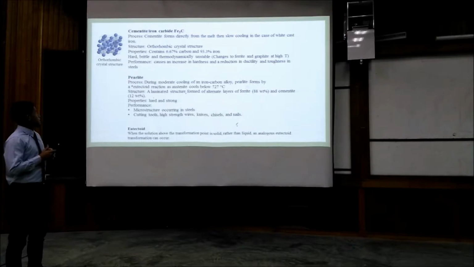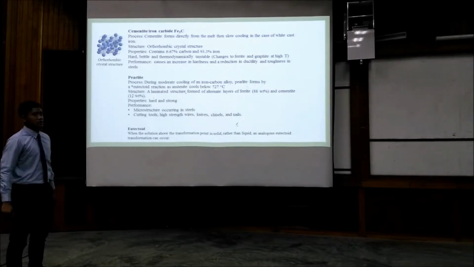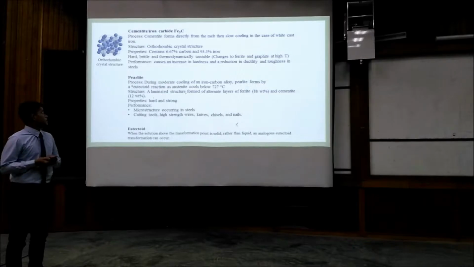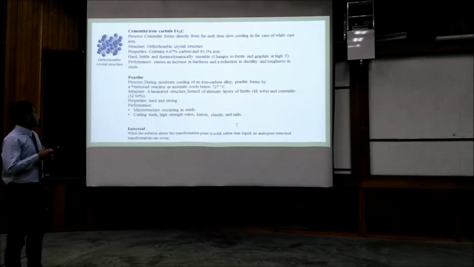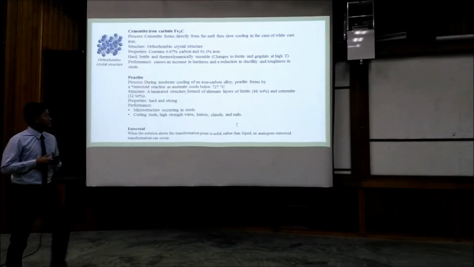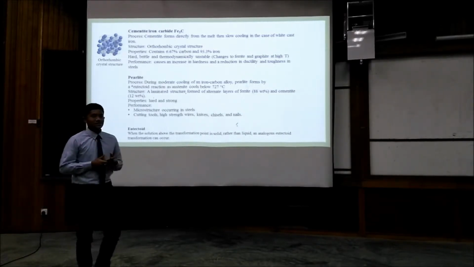The properties of hematite: it contains 6.67% carbon and 93.3% iron. It is also hard, brittle, and thermodynamically unstable. The performance of hematite is that it causes an increase in hardness and a reduction in ductility and toughness in steels.